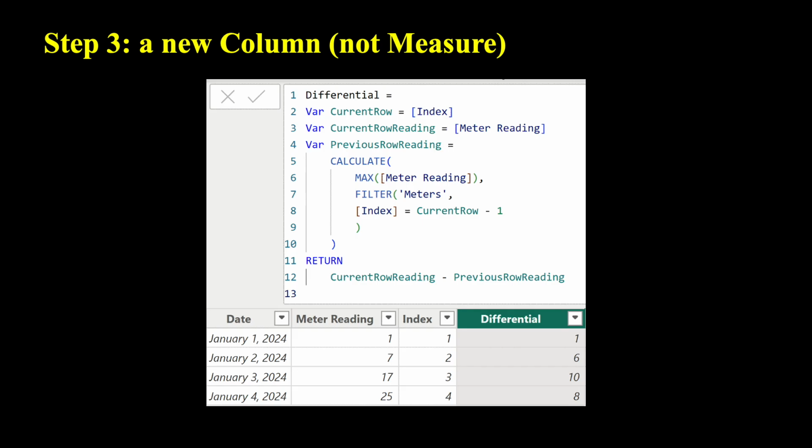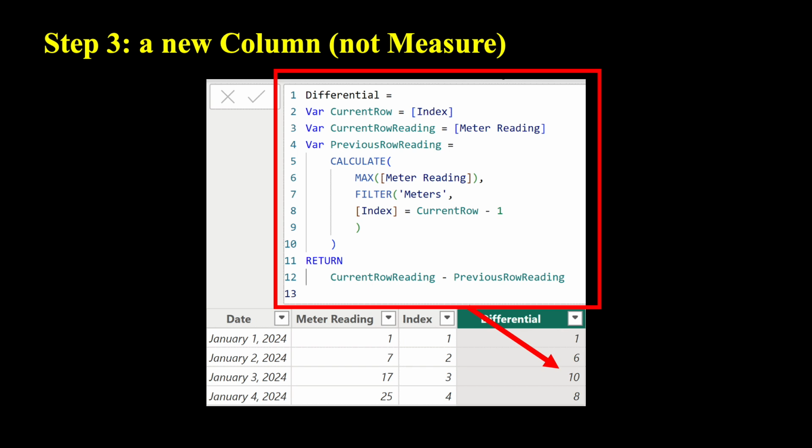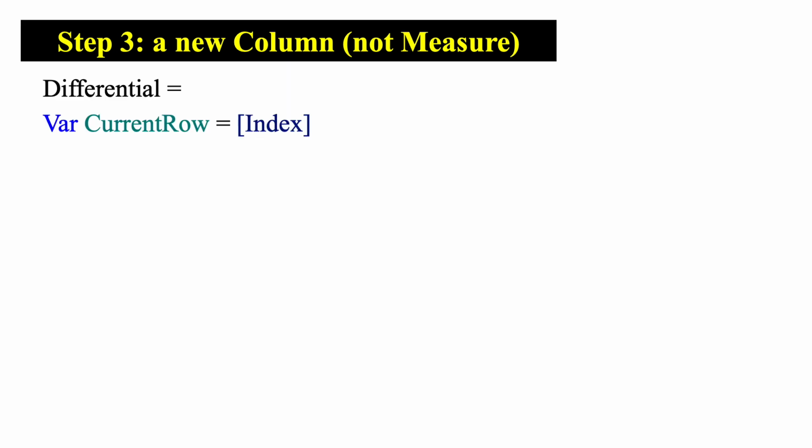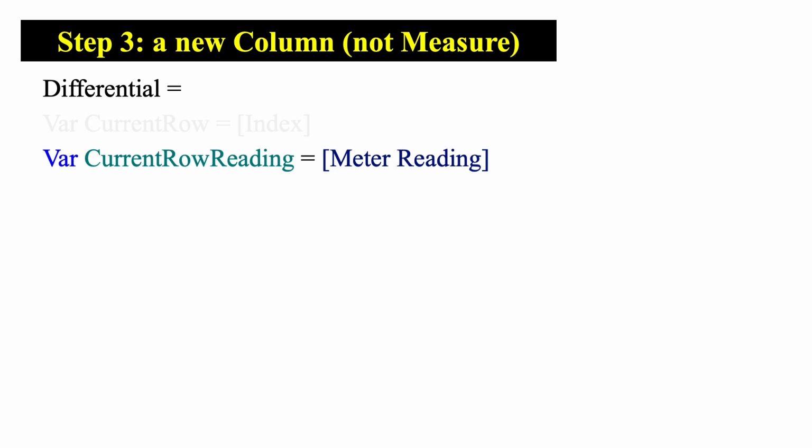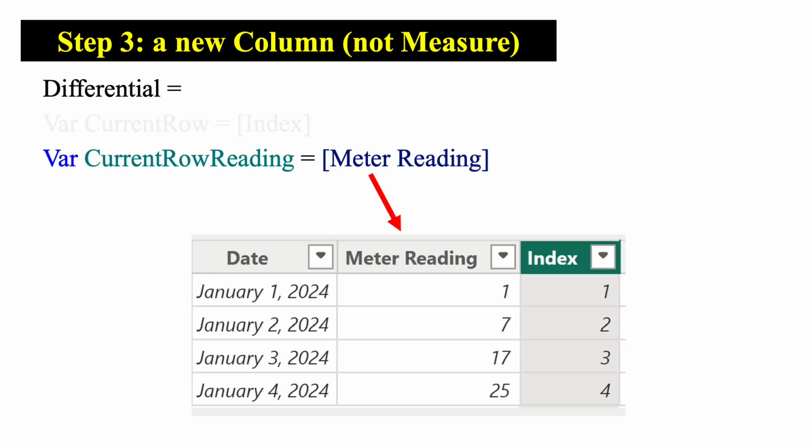And let's go back to Power BI Desktop to create a new column, not new measure, to get the row difference. Let's name the column Differential to get the difference between the current row and the previous row. And let's check out the formulas one piece at a time. First, we need to create a variable for the current row and let it return the index column we just created. And then we create another variable to return the values from the meter reading column.